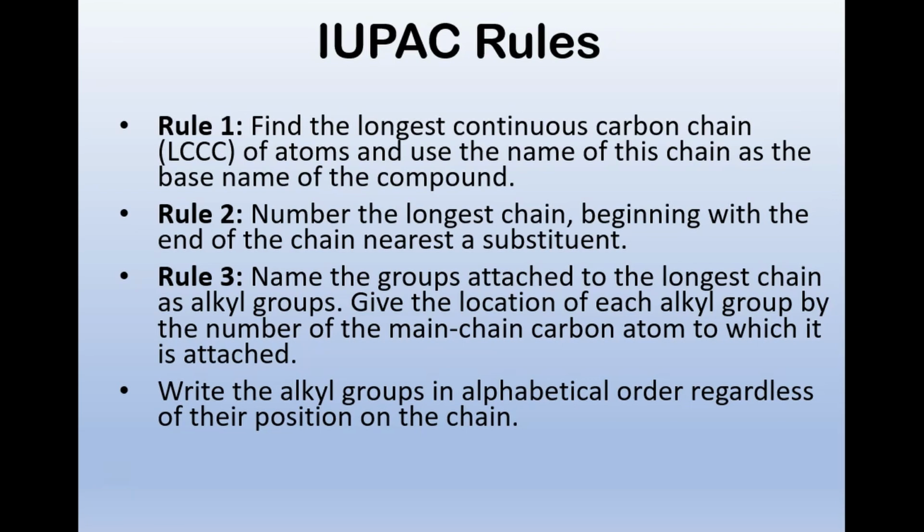If you want to name a structure, the first thing you do is find the longest continuous carbon chain. That's going to be the basis of the name. Number the longest chain beginning at the end of the chain near a substituent. Name the groups attached to the longest chain as alkyl groups, or as halides or whatever groups you've got on there. Number the main chain carbon atom to which each is attached. Write the alkyl groups in alphabetical order regardless of their position on the chain.